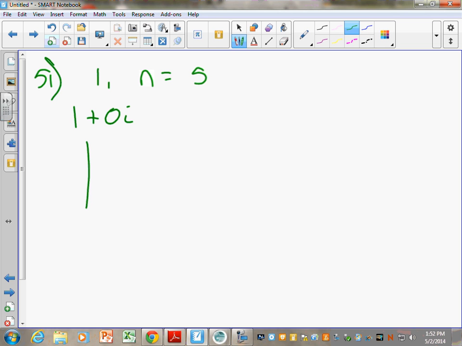So if I graph that, that's right there on the real axis, which means I know that I'm at 0 radians. I know that the length from here to here is just 1. I love when it's on the x or the y axis, or the real or imaginary axis, because I can say that that's just 1 times cosine of 0 plus i sine of 0.